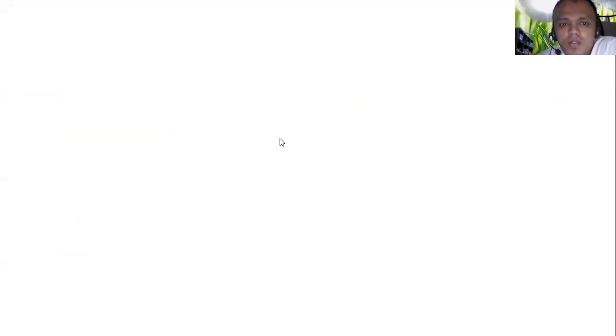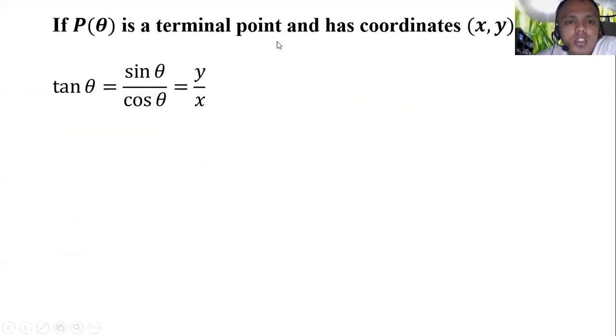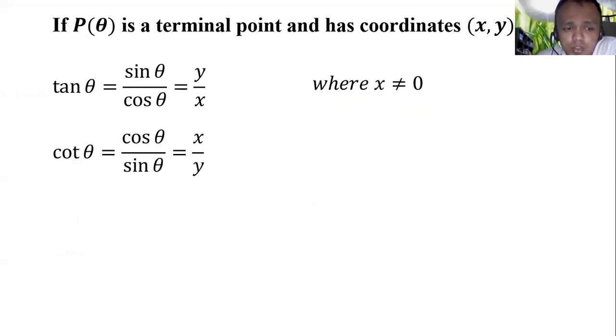So today we will discuss naman about tangent and reciprocal functions. If P of theta is a terminal point that has coordinates x and y, then tangent theta is equal to sine theta all over cosine theta equals y over x, wherein your x here is not equal to 0. For your cotangent theta naman, cosine theta over sine theta equals x over y, wherein yung y naman natin is not equal to 0. Okay, so nasa tangent and reciprocal functions tayo ha.